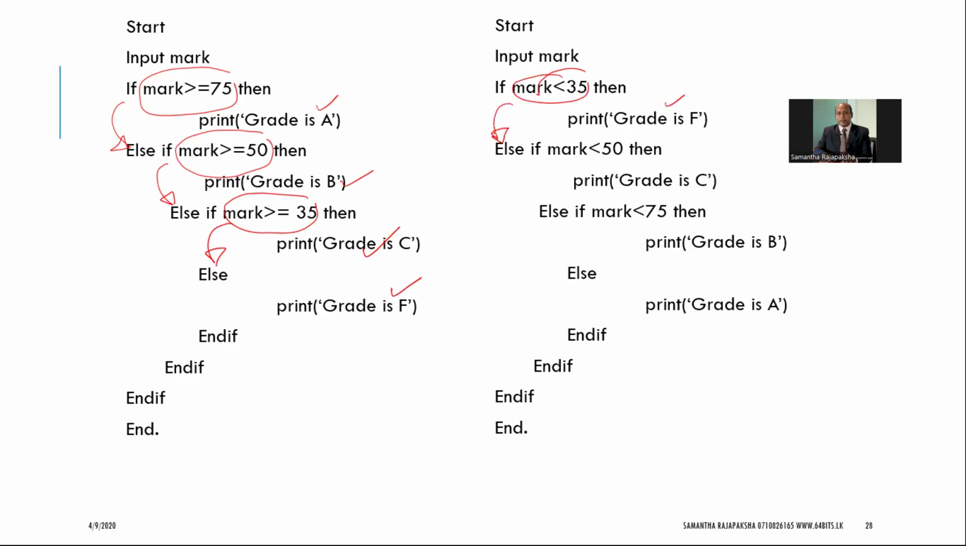Else means larger than 35. Then you check whether it is less than 50. In that case, you can say C. Else, marks are not less than 50. It should be greater than 50. Then you have to find out whether it is less than 75. If it is less than 75, you can say B. Else, you can say A. So either you can answer from the top or the bottom.